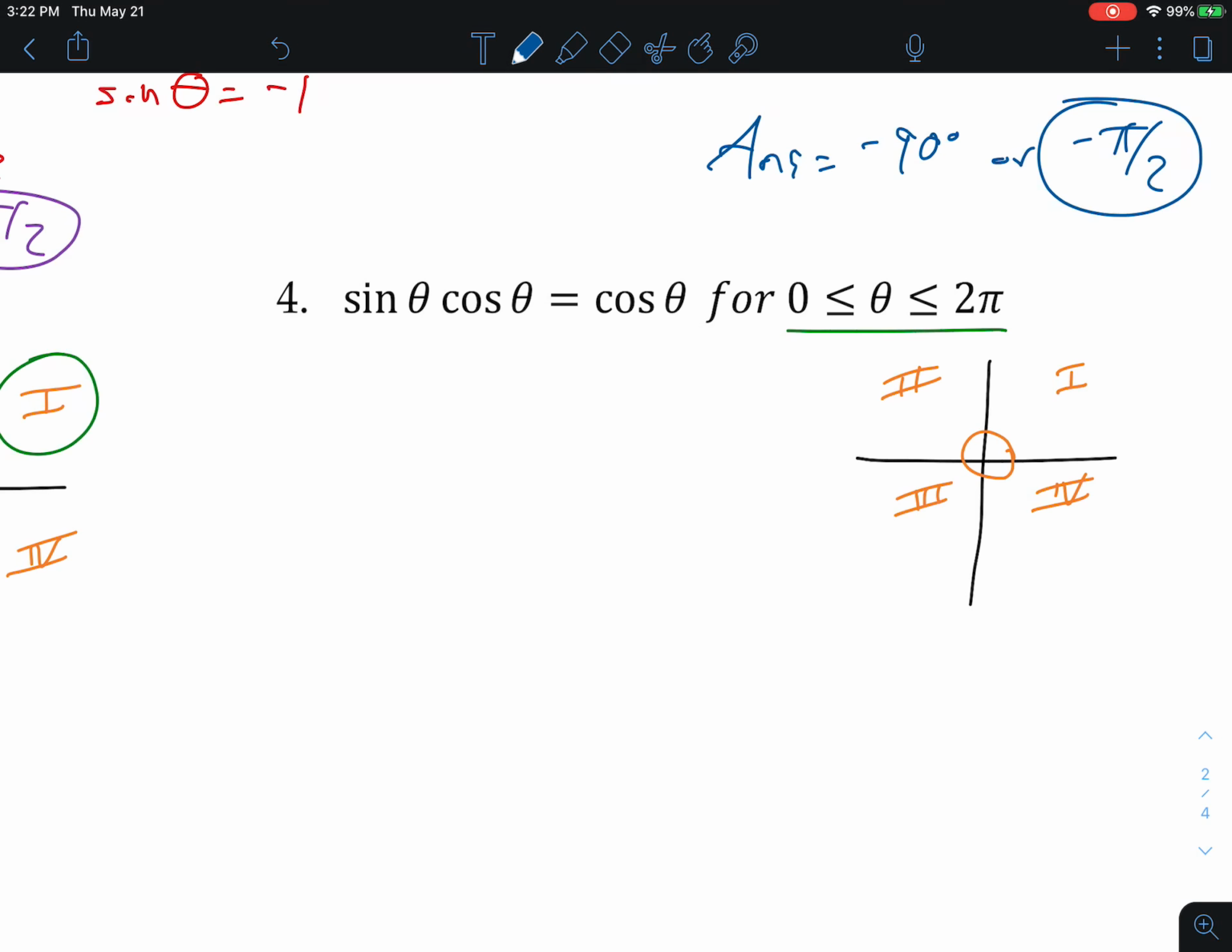So all right, we've got our coordinate plane, and we have this. It's hard, right? Because are we going to replace sine with x and cosine with y? You're going to have two variables then. You could do that, but it's still going to get a little bit weird. So let's do something different here. Let's move things around and get everything on one side. So I'm going to move this over: sine of theta, cosine of theta, minus cosine of theta.